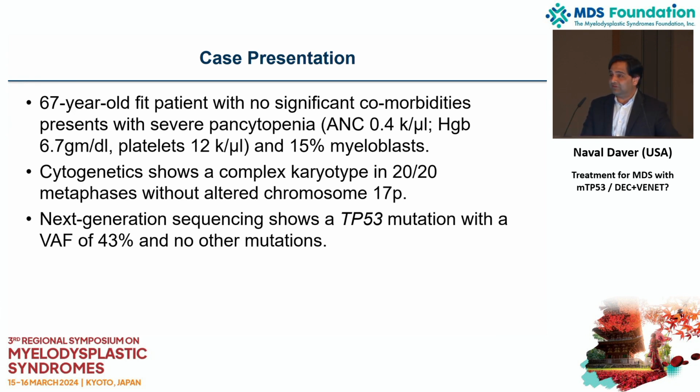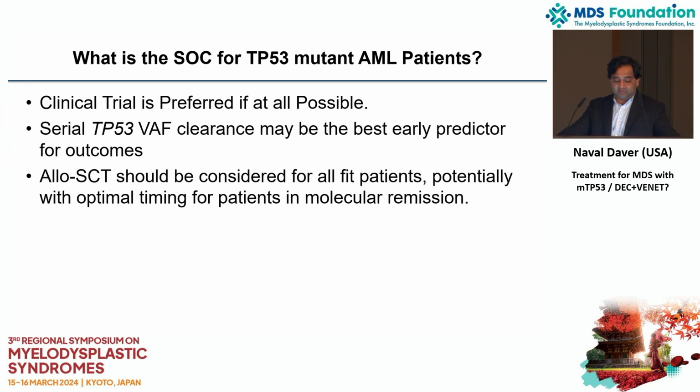Now, this patient you see has a TP53 with a pretty sizable VAF. Let's assume the complex cytogenetics is present, which is seen in about 85% of these patients. So this patient would be really high risk. So what are the options you have for such a patient? You know, for TP53, I think we say this for all groups, but for TP53, this is true beyond any other group. You really want to put these patients on clinical trial.